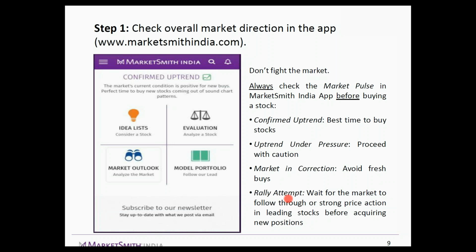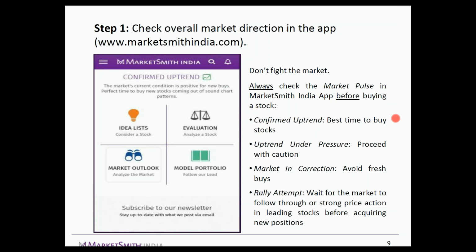So a follow through day is basically confirming our view that the market is in an uptrend now. So when the market is in rally attempt and the benchmark index moves by 1.5%, that is when we move it to confirmed uptrend. Even now, the Indian market condition is in a confirmed uptrend.